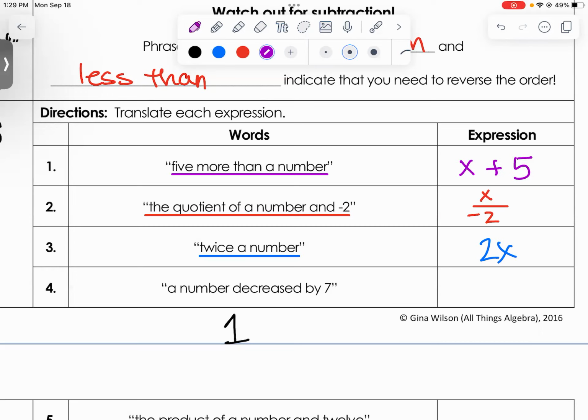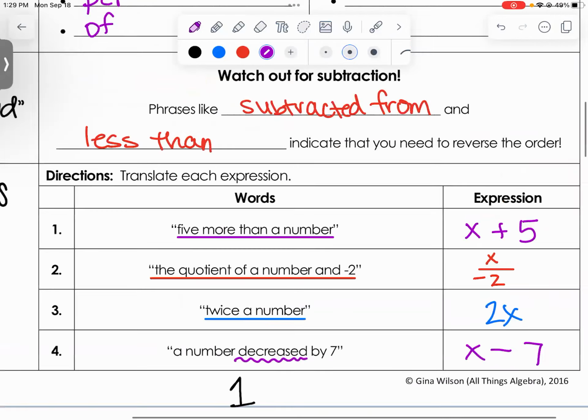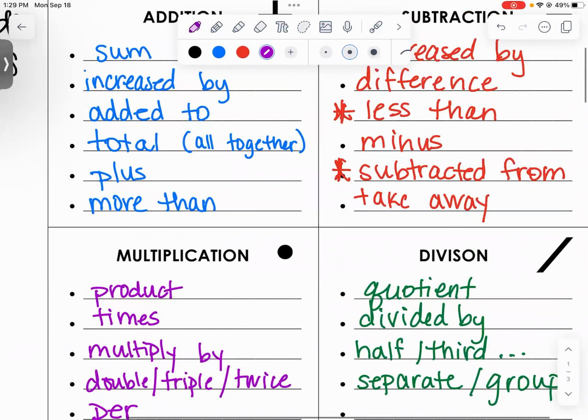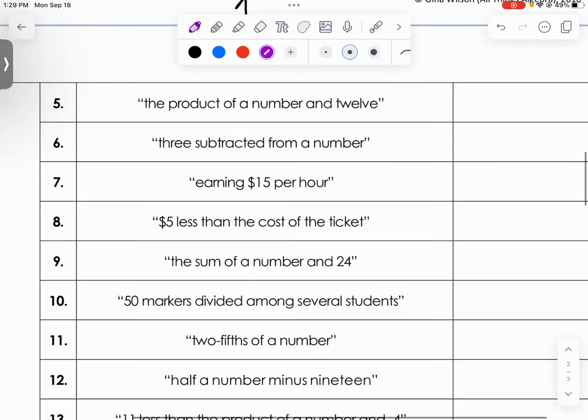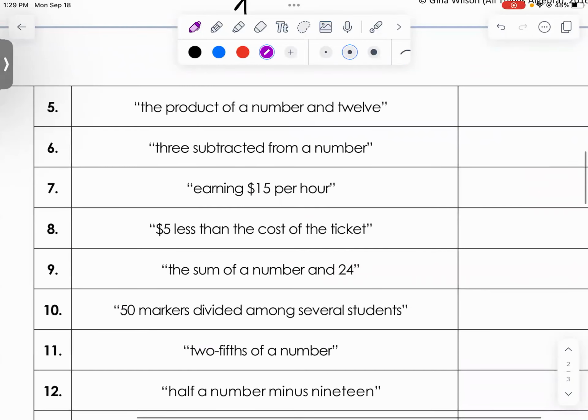Jacob, what about this decreased by? What are we referring to with decreased? Subtraction. So a number, that means we're going to use like x, decreased by. Easy peasy lemon squeezy. Okay, now when you do your homework, you can refer to this chart to help you. But we are going to have to turn the page to page 2, which means you might have to flip back and forth if you need the help.